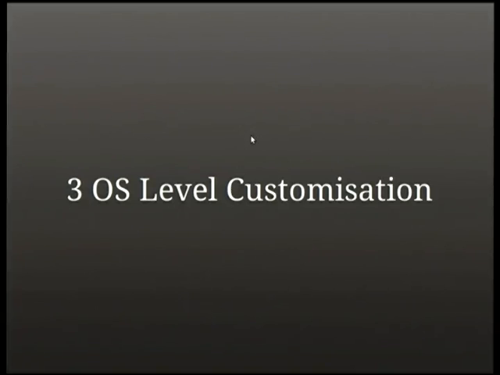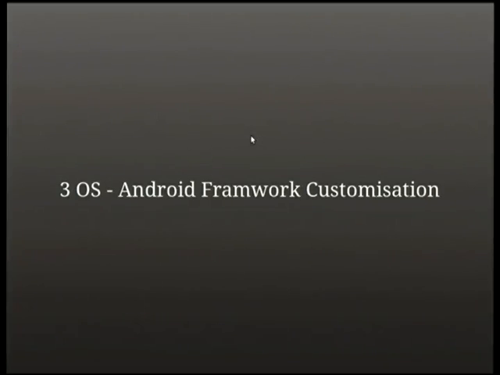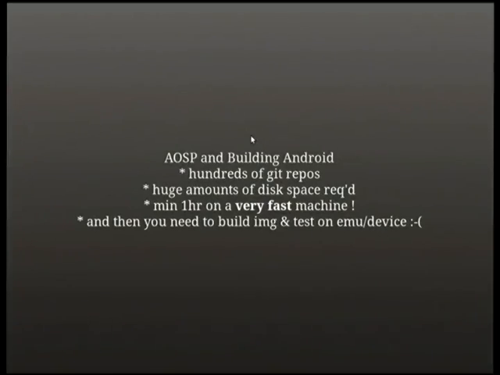Now, when I said there were 3 levels of customization, I kind of lied. There's actually 4. So OS level, you can really break it down into 2 different parts, Android framework and the kernel. The Android framework customization basically means building the operating system from scratch. It's what, if you're a Gentoo user, you do. Otherwise, our friends at Ubuntu, Fedora, whoever is the distro maker, that's the kind of thing they do for you.